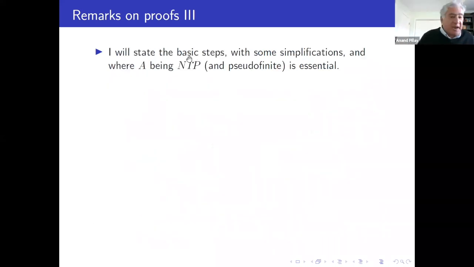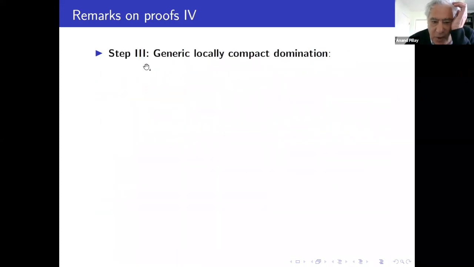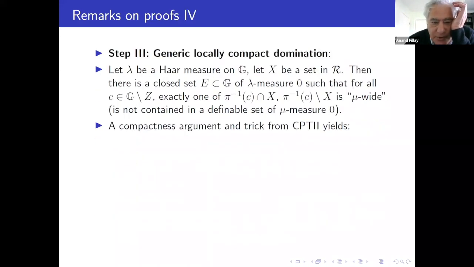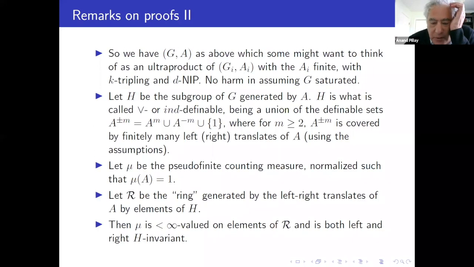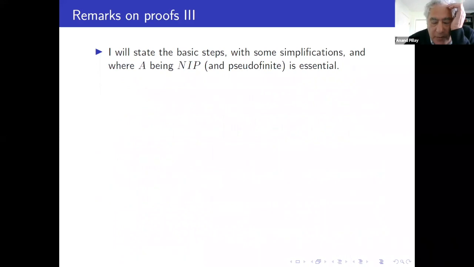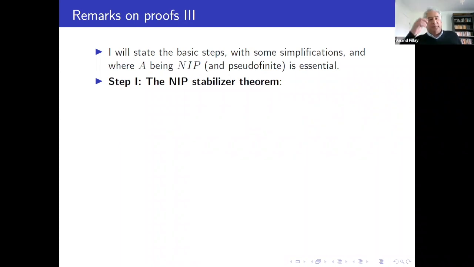Now, let me see the basic steps. Let me see what I want to say here. I'll just go through the steps, I'll just say the steps for the model theorists. Step one is the NIP stabilizer theorem. Now, in Udi's work on approximate subgroups, his main theorem is the stabilizer theorem. That stabilizer theorem is sometimes later called the Lie model theorem, I think. But in fact, it's the stabilizer theorem.